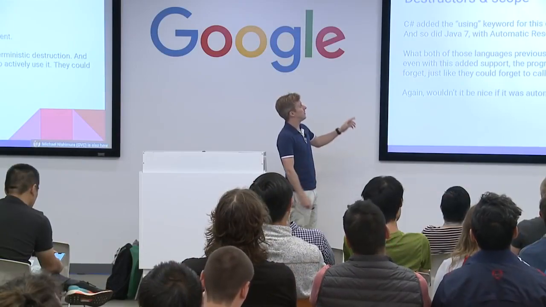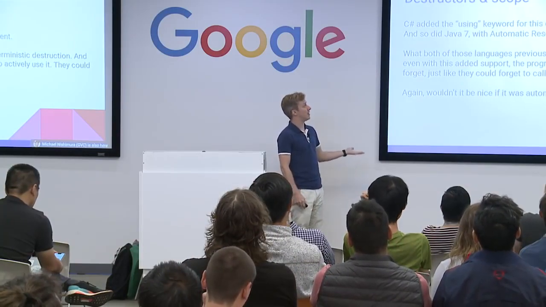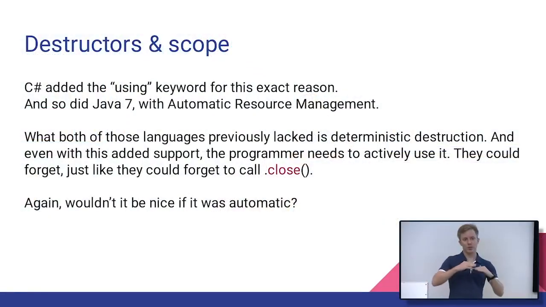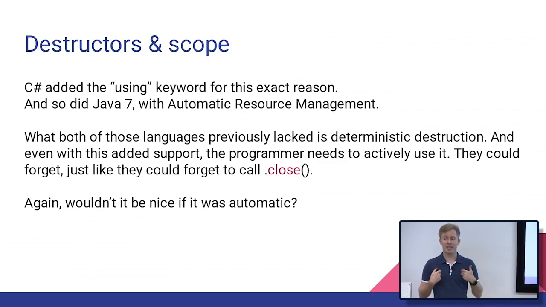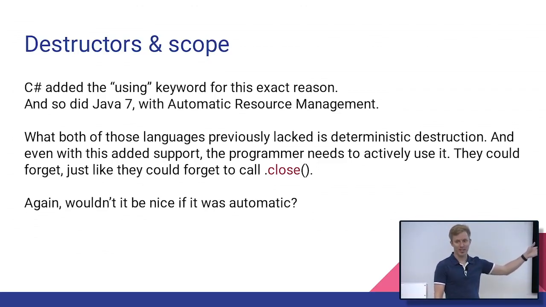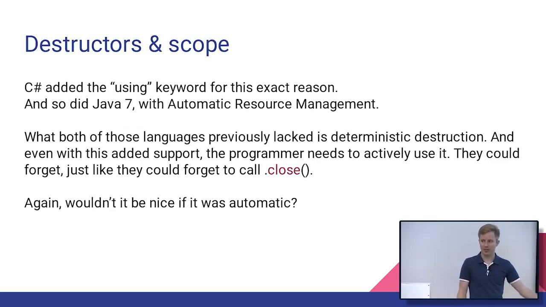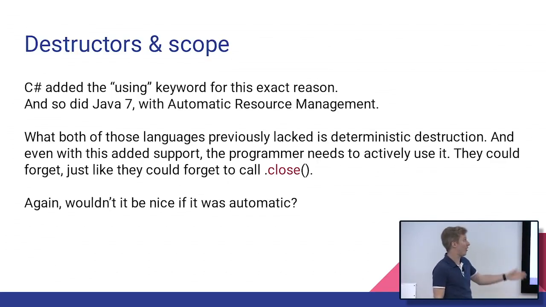C# added the using keyword, and then Java 7 added automatic resource management. That gives you a way to say, within this range of code, I'm going to use this resource, and when I'm done, I want you to garbage collect just that resource. So it kind of solves this problem, kind of. But now we have a separate problem, and it's actually kind of similar. The responsibility is on me to use this using keyword. And if I forget, I've fallen back into the same issue. It's the exact same as if I had forgotten to call .close. So we didn't really solve the problem here.